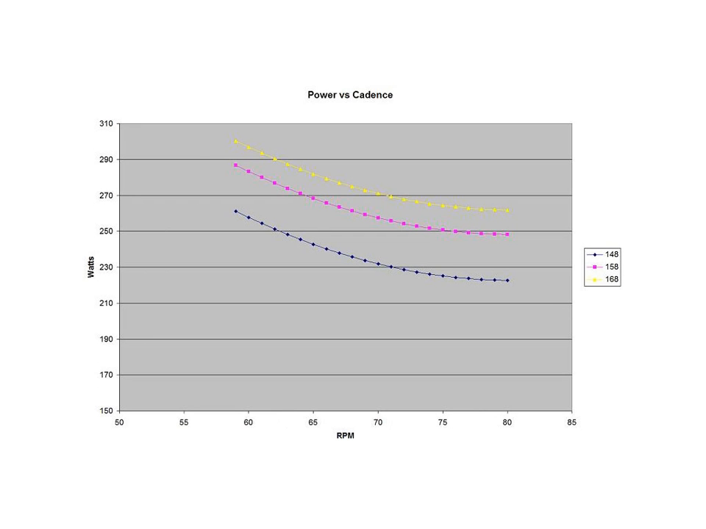Here are three power versus cadence curves taken at 148 heartbeats, 158 heartbeats, and 168 heartbeats. The big difference between 148 and 158 is over 25 watts. When you move on up to 168 heart rate, there's only an increase of maybe 13 watts. So that shows the diminishing returns of going to higher heart rate.